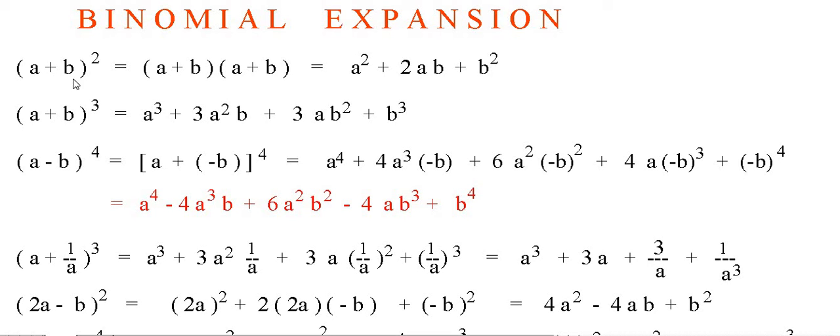(a + b) squared. This means (a + b) times (a + b), and it is a square plus 2ab plus b square. This is a common expansion in algebra. Next example is a plus b raised to the cube, or 3 times we multiply this a plus b, and it is equal to a cube plus 3a square b plus 3ab square plus b cube. This is almost common also to algebra.